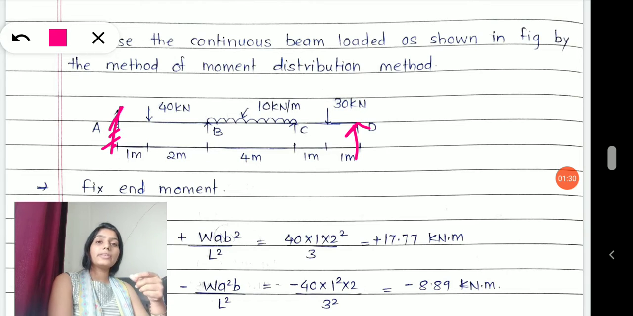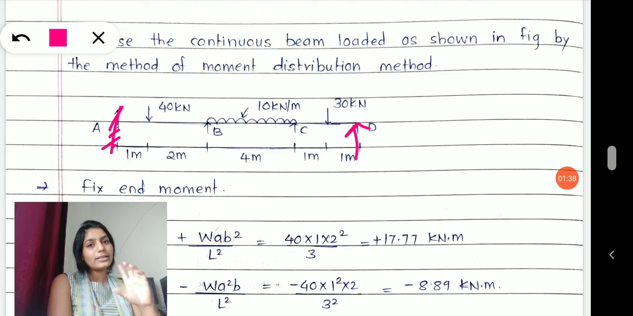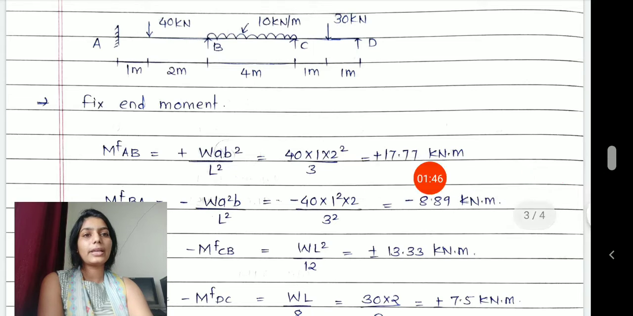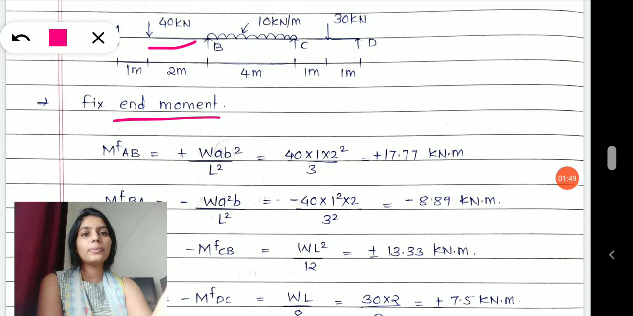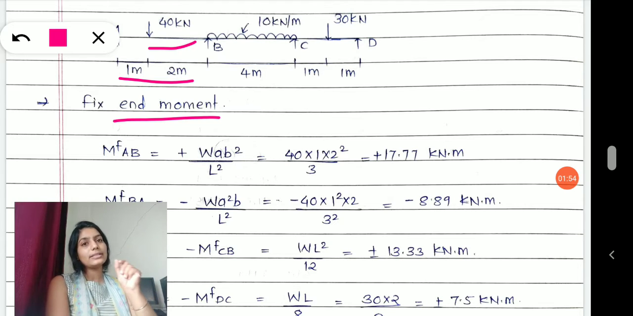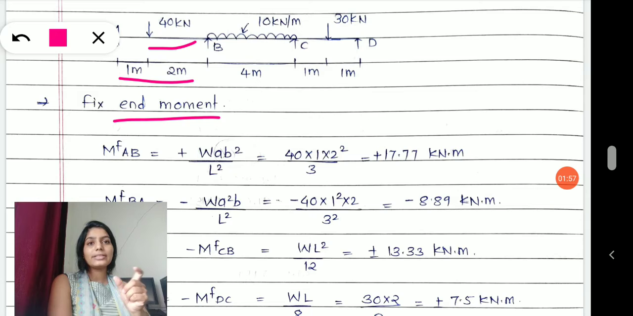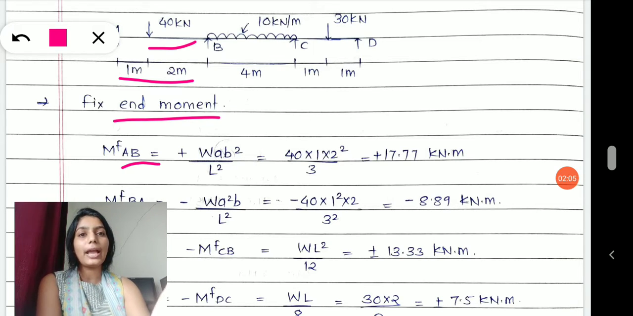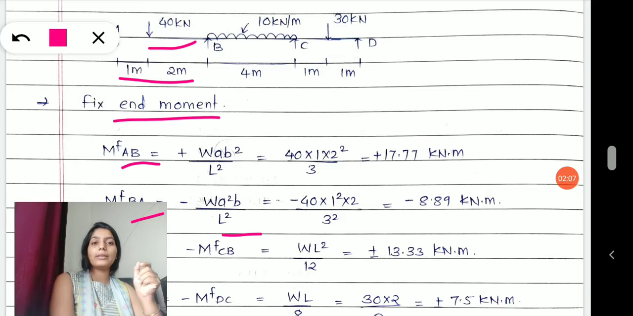Now, what changes do we have to notice in the analysis part, or pay attention to? Specifically we will look into this problem. So the very first step in analyzing such a problem is fixed end moment calculation. For the first span, you can see the load is applied eccentrically. It is not acting exactly at the center of the span, and that is why the fixed end moment for span AB will be W a b square by L square, and for span BA it is W a square b divided by L square.